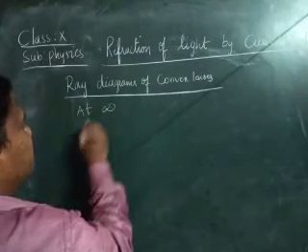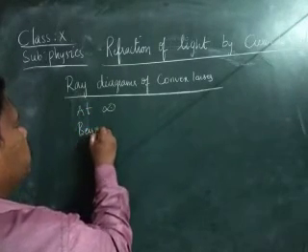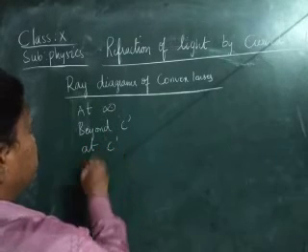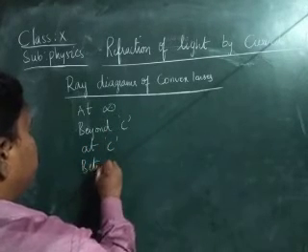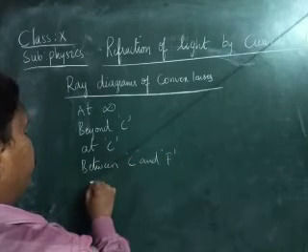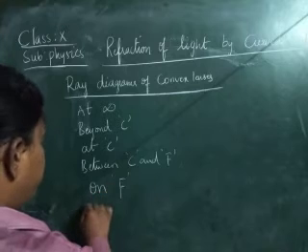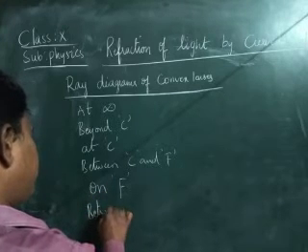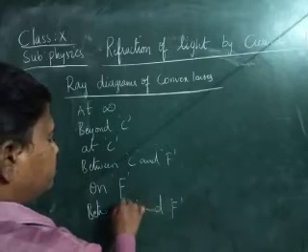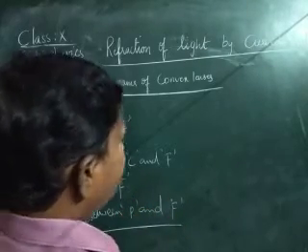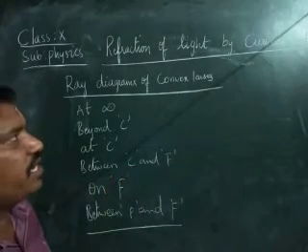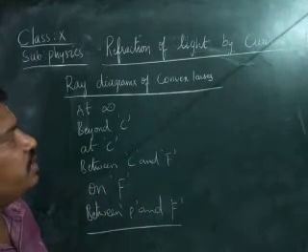At infinity, beyond C, at C, between C and F, on F, between P and F. These are the 6 positions we have seen in the case of concave mirrors. There are 6 positions for the ray diagrams of the concave mirror.